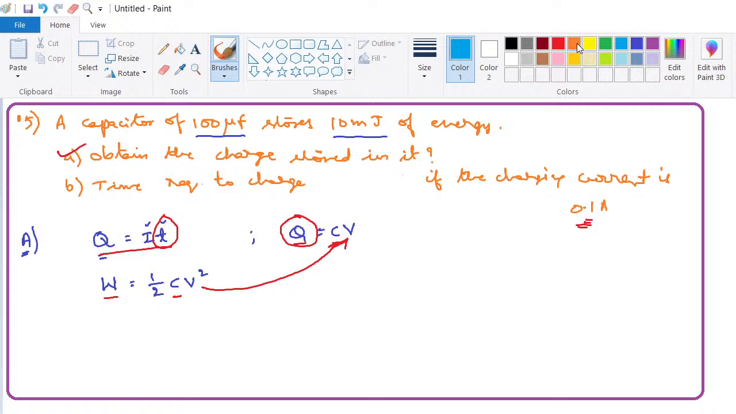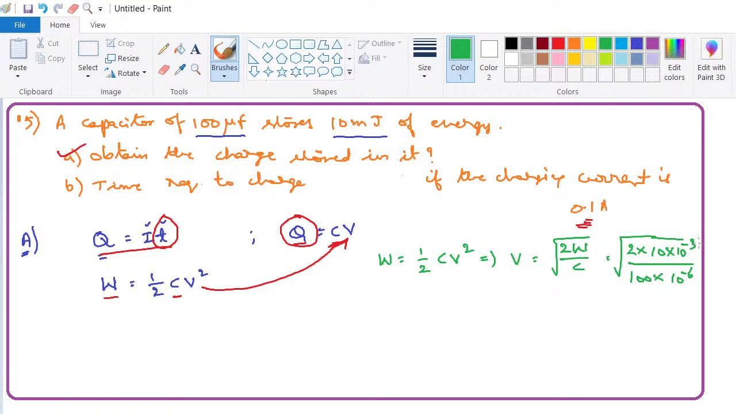First I want to proceed with W is equal to half CV square to find the voltage here, which implies V is equal to the square root of 2W by C, so 2 into, what's W? W is 10 millijoule, so 10 into 10 to the power of minus 3. The capacitance is 100 microfarad, so 100 into 10 to the power of minus 6. This is minus 3 and this is minus 6, so minus 3 will remain, and this will cancel one time, this will go one time. That's all.